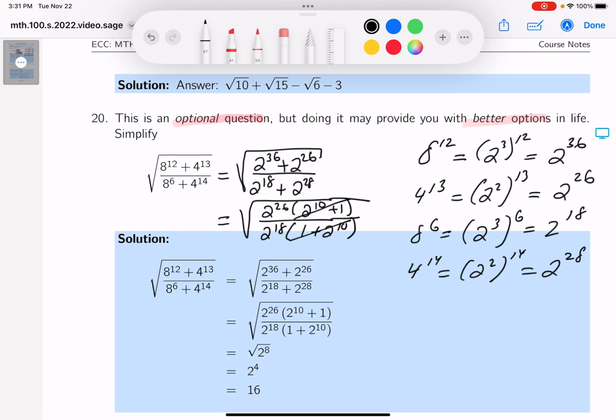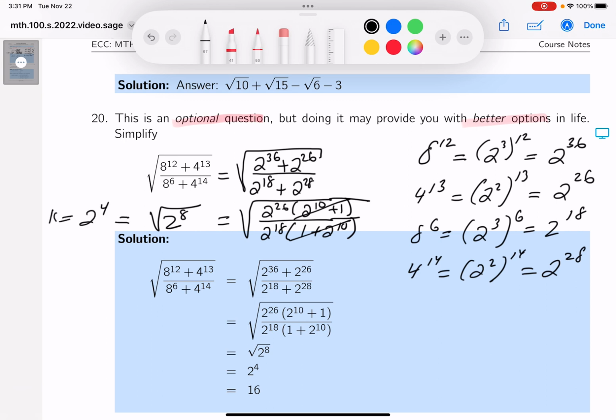In 2 to the 26, there's 26 factors, and on the bottom there's 18 factors. Well, 26 minus 18 is going to be what? It's going to be 8. Let's see, that's going to be 2 to the 8th, right? And what's happening over here? Well, the square root of that's 2 to the 4th.